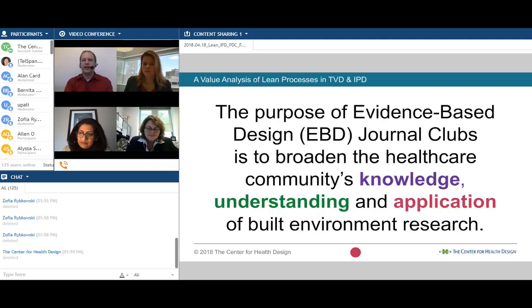The purpose of the Evidence-Based Design Journal Club is to engage the healthcare design community in dialogue regarding important research and to help us better understand the links between the built environment and health-related outcomes and apply it in the real world.